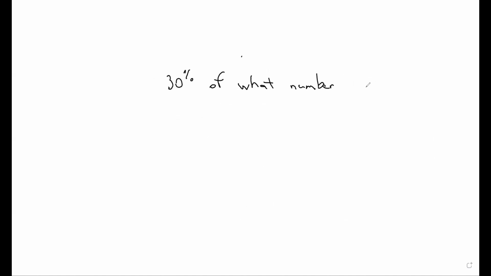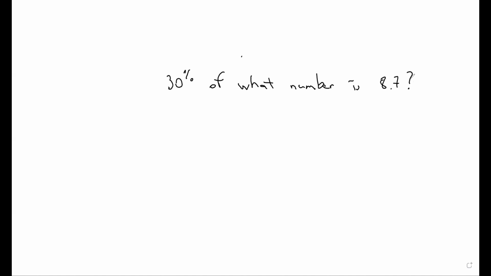30% of what number is 8.7? You have to look at this very carefully because it's not actually asking what is 30% of 8.7. What it's actually asking is 30% of what number equals 8.7, which is technically different. It's saying 30% of what larger number would give you 8.7, a smaller number. So it's kind of asking it in a backwards way.